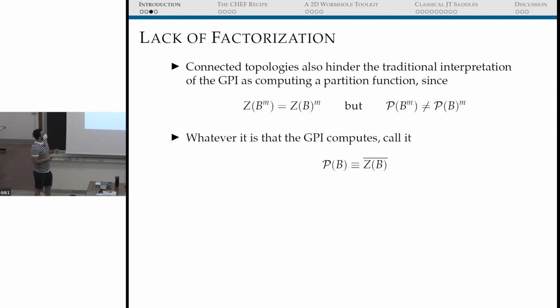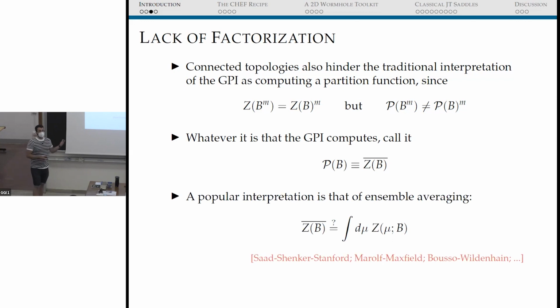So whatever it is that the gravitational path integral computes is not quite a partition function, or that's what it looks like. So I'm going to put some overline on top of it to denote this kind of uncertainty. And I'll remain agnostic as to what it is that we are really computing. There are some interpretations for what this overline means. Perhaps the most popular of them is that it means some ensemble average over theories. This can be made manifest in JT gravity, where we have some ensemble average over couplings of theories.